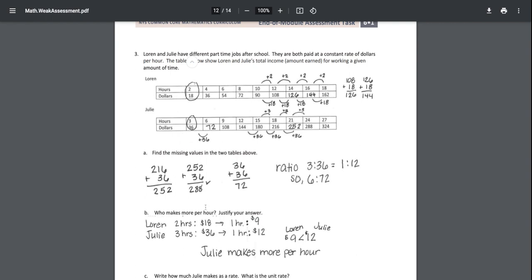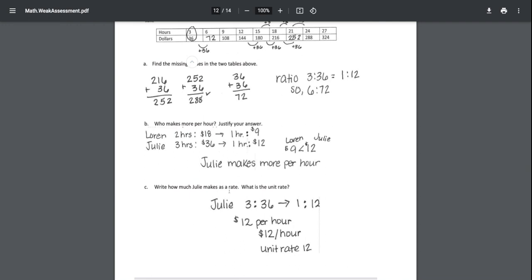Again, how did I get that? I can take any of the hours. 162 divided by 18 gives me 9. 324 divided by 27 gives me 12. Because it's a constant rate, that 12 is how much she's making per hour. That 9 is how much she's making per hour.